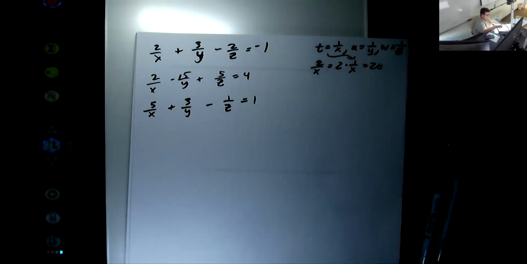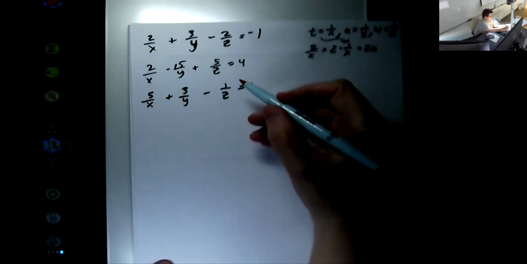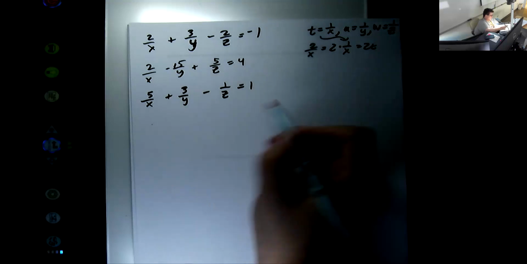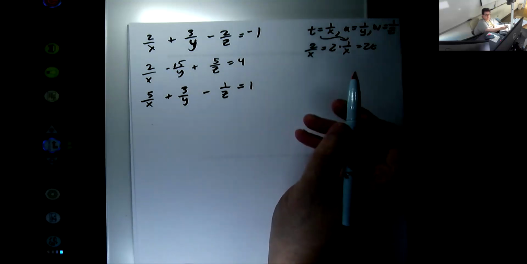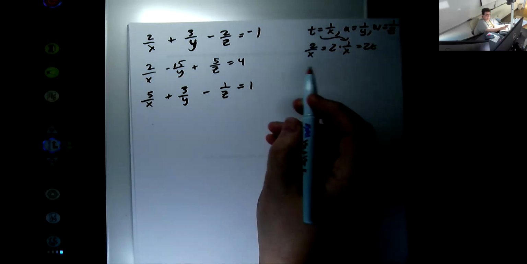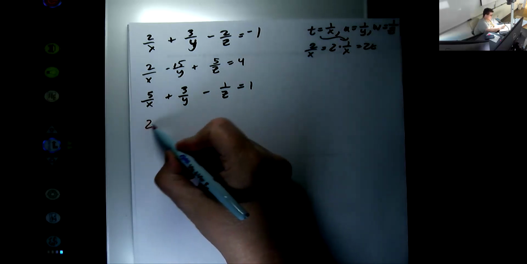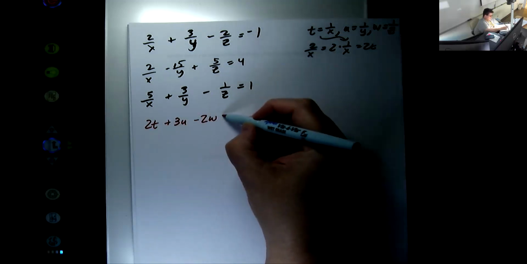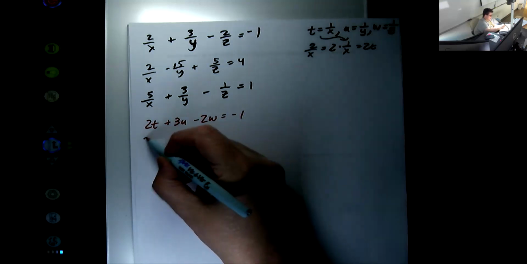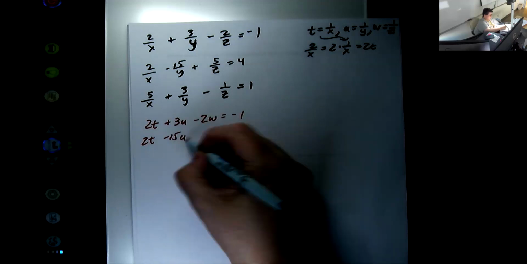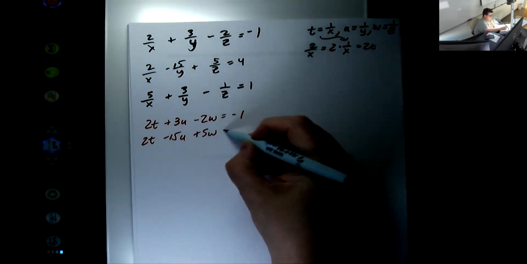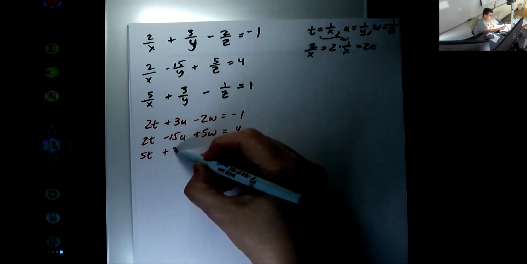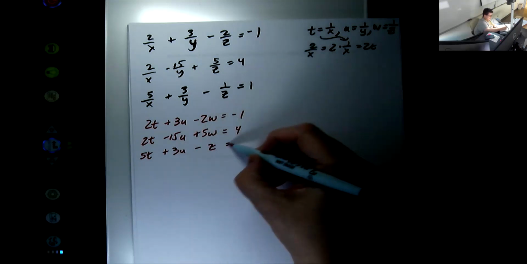What's going to happen is you're going to go through and everywhere you've got an x on bottom, we're going to make it a t on top. Everywhere there's a y on bottom, it's a u on top. And everywhere there's w or z on bottom, it's a w on top. So we're going to have 2t plus 3u minus 2w equals -1. 2t minus 15u plus 5w equals 4. And 5t plus 3u minus z equals 1.